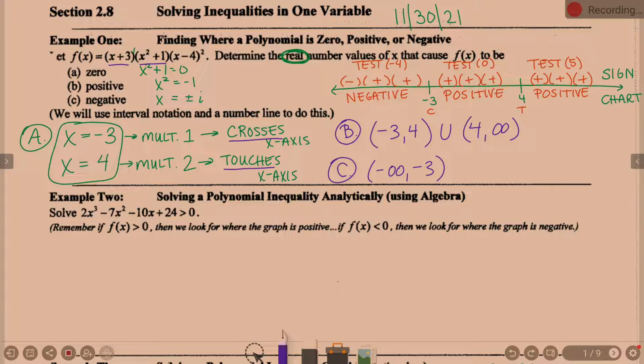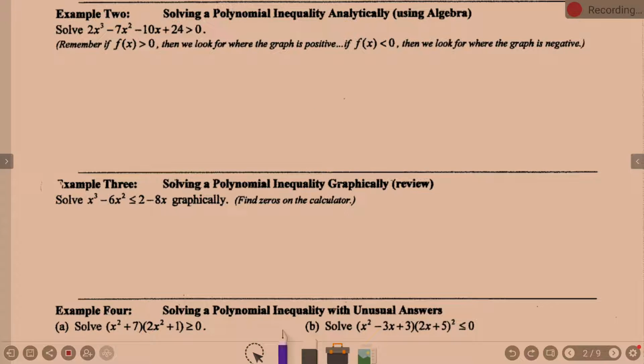Okay, I'm going to move to a new screen for example 2 just so I have room. Notice example 2. It says solving the polynomial inequality analytically using algebra. This is the type of stuff I'm going to be looking for on 2 through 12. Okay? Notice when we get to example 3, it says graphically. So we'll talk about how to use the calculator to do it instead, which is the easier stuff.